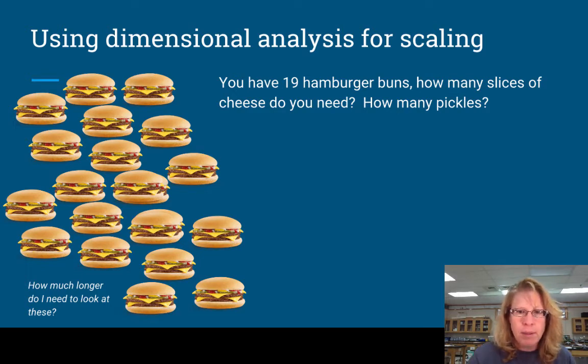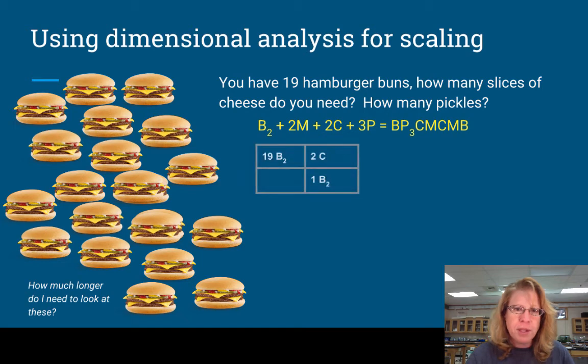So, 19 hamburger buns. I'm going to start there. There's my balanced equation. This is what it looks like as dimensional analysis. Start with what you're given. I'm given 19 hamburger buns, 19 B2s, right? And this is my conversion. My conversion is 1 bun needs 2 pieces of cheese to make a complete burger. Now I'm only focusing on the cheese here. Yeah, there's meat and yeah, there's pickles and all that other stuff, but I'm only focusing on the conversion from buns to cheese. One thing at a time, let's just do that piece.